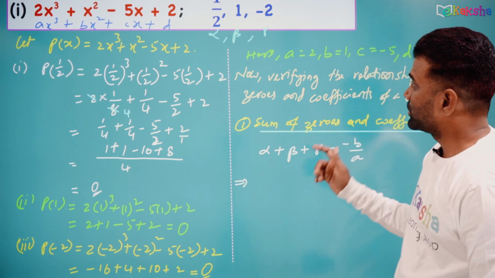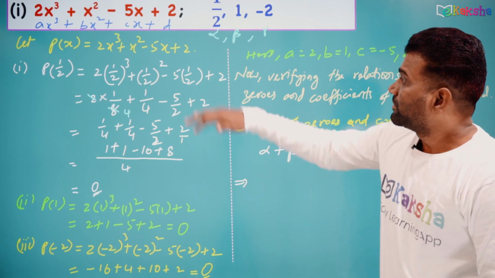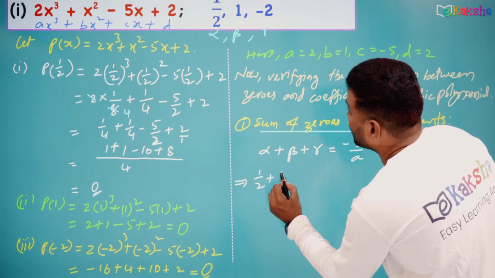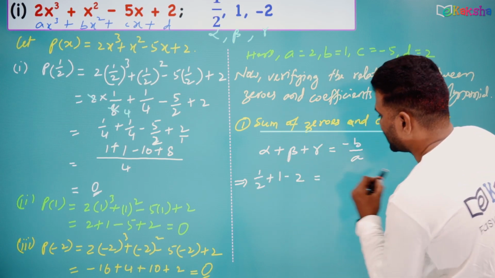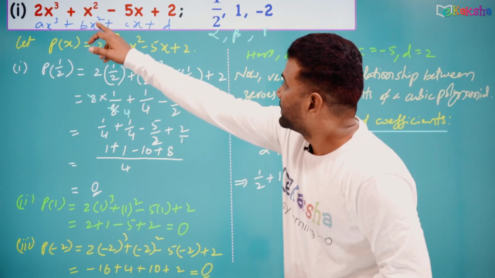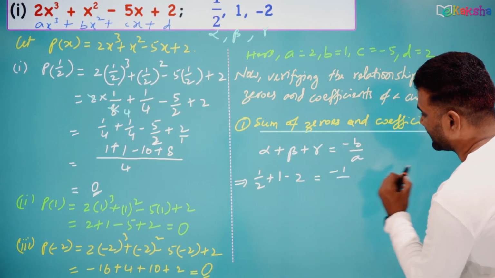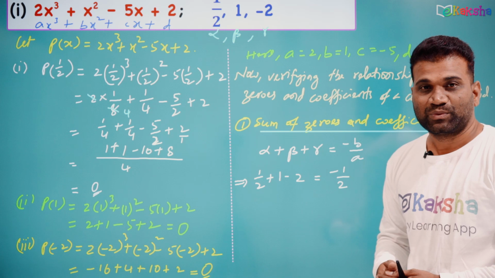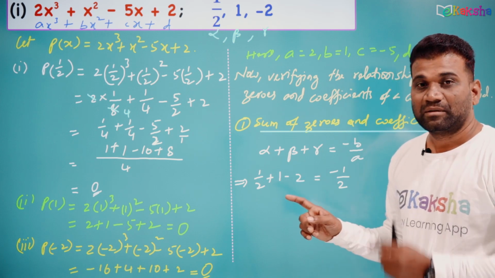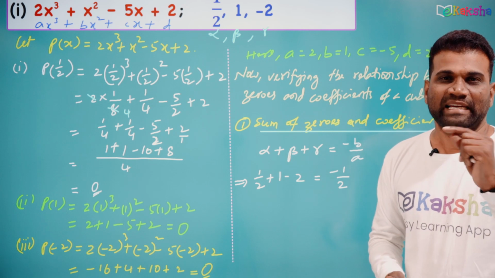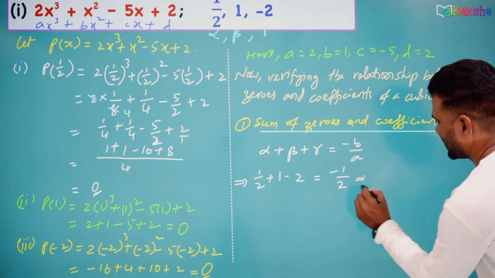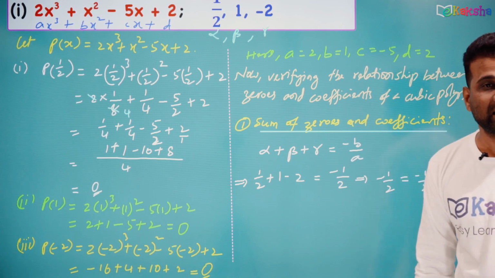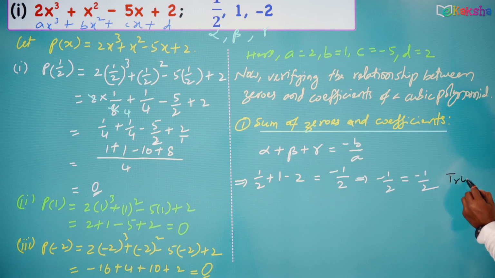On the LHS we will substitute zeros, and on the RHS we will substitute coefficients. So the zeros are alpha is half, beta is 1, gamma is negative 2, equal to minus b upon a. Here b is 1, so minus 1 upon a, which is 2. Now on summing up, 1 minus 2 is minus 1, minus 1 plus half is minus half. So minus half is equal to minus half. Both left hand side and right hand side are equal, so it is true.